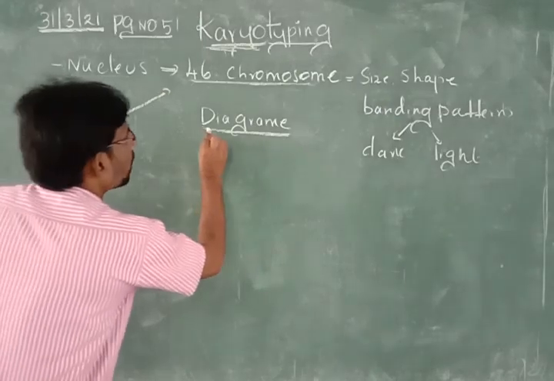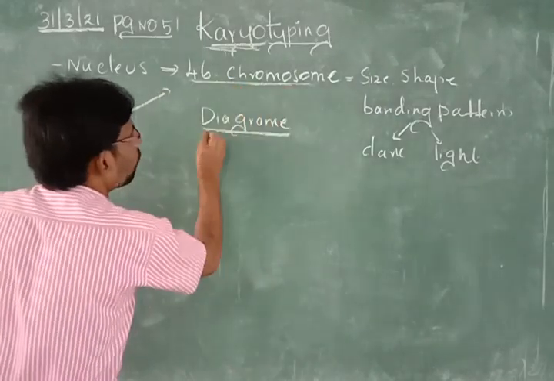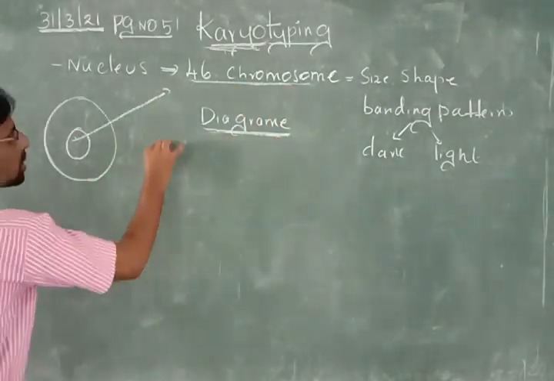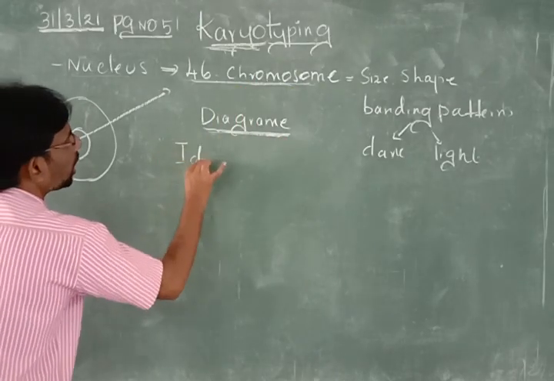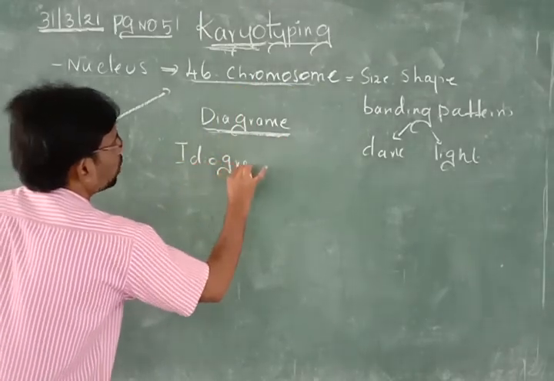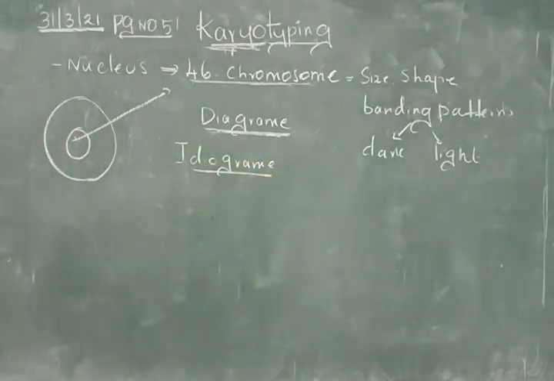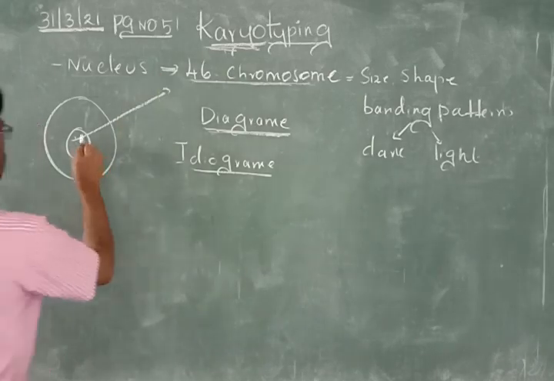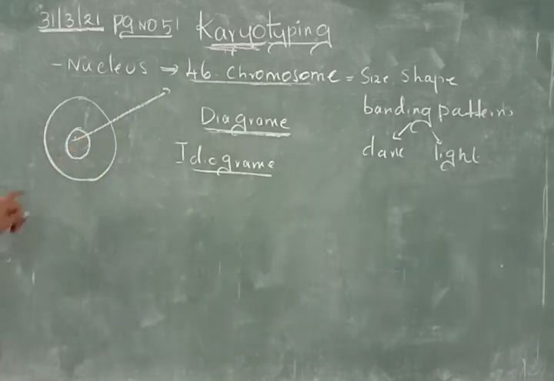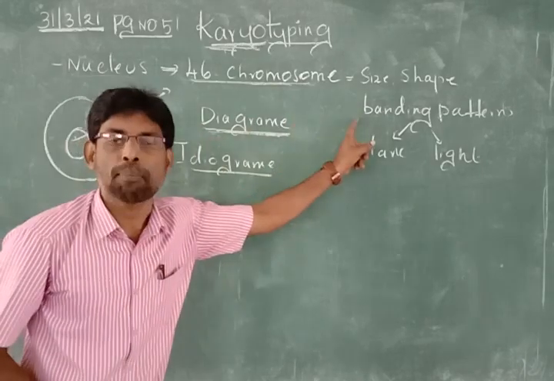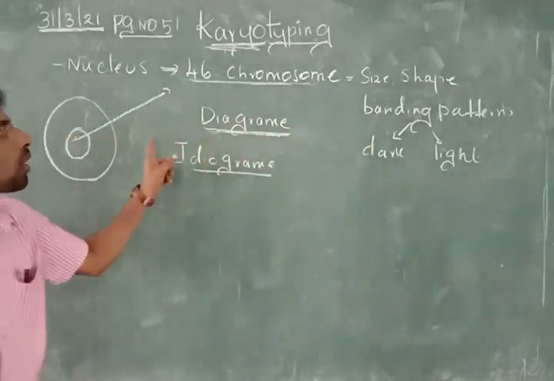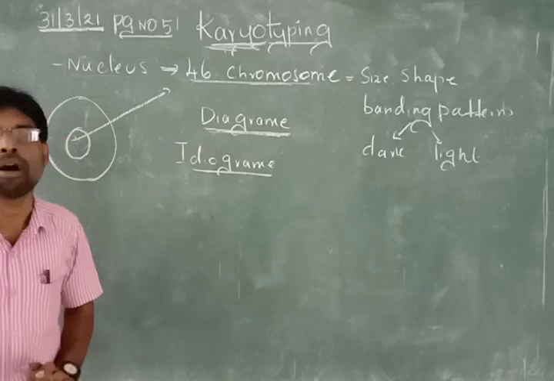And since we represent these chromosomes in the form of a diagram, this is also called an ideogram. So karyotyping is also called an ideogram. This is also an important one-mark question. Now, why are we doing this karyotyping? What is the necessity of removing these 46 chromosomes, and based on size, shape and banding pattern, why do we want to arrange them in the form of a diagram?